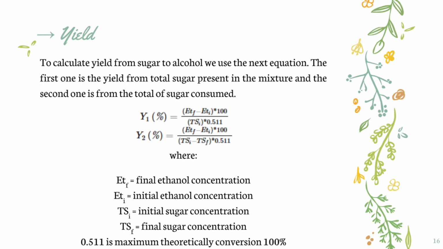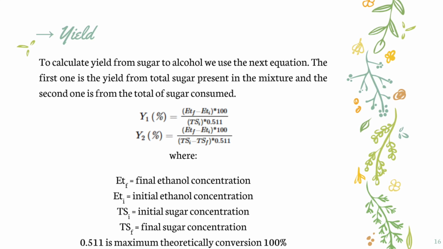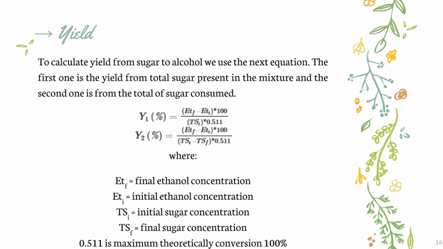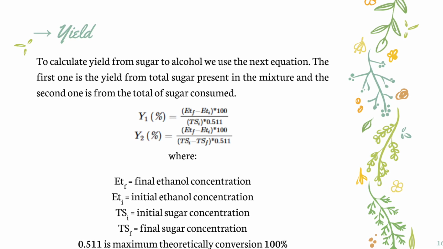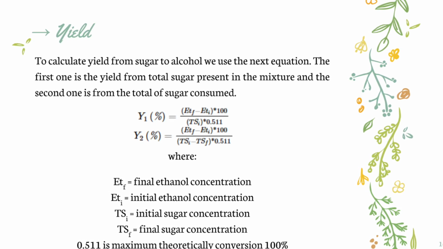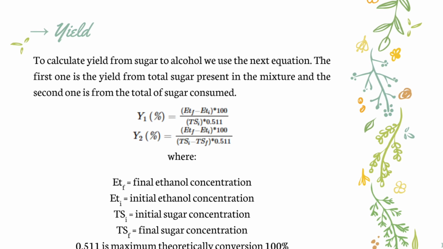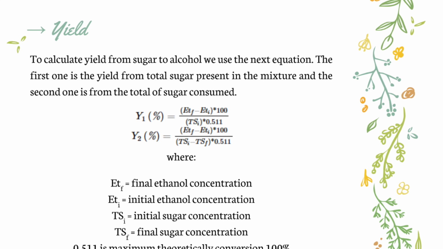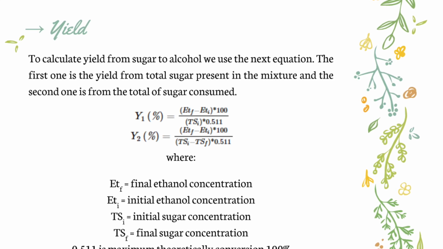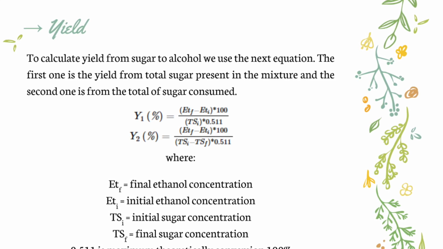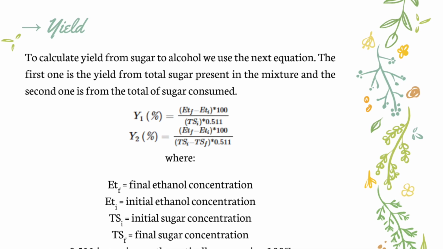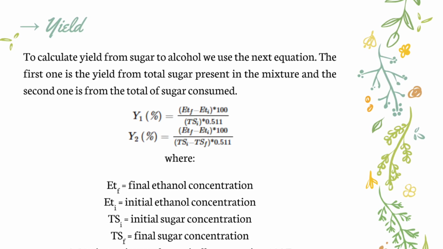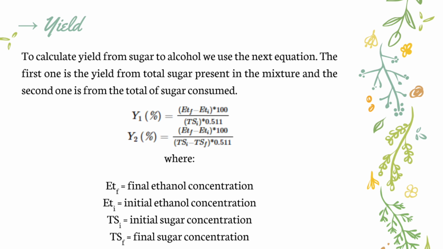To calculate yield from sugar to alcohol, we use the next equations. The first one is the yield from the total sugar present in the mixture, and the second one is from the total sugar consumed. In the first equation, it is the final ethanol concentration minus the initial ethanol concentration times 100 divided by the initial sugar concentration times 0.511.